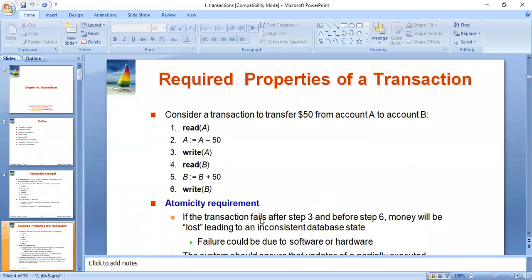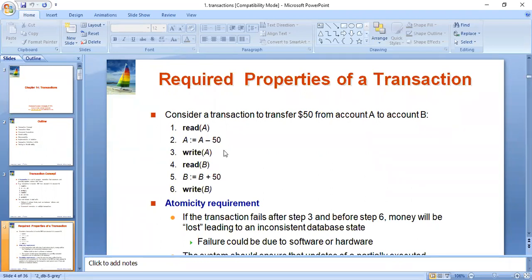if any failure occurs while we are executing a transaction, then either all the instructions have to be executed or none has to be executed. That means if all the instructions have been executed, the transaction is completed, or none has to be executed. That is called the atomicity requirement. Suppose if a few instructions have been executed, then automatically we will get an inconsistent database.